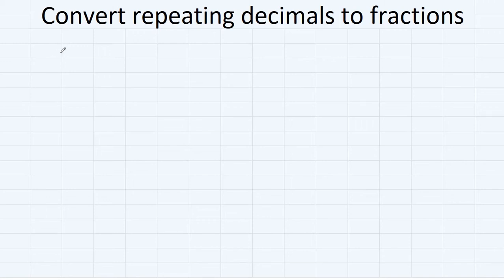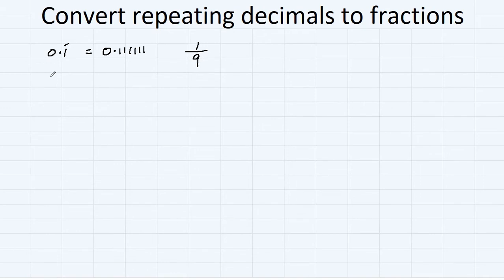Welcome back. This is a video on how to convert repeating decimals into fractions. Let's say we have 0.1 repeating. This is 0.111111, etc. How do we convert that into a fraction? Well, it's actually pretty easy. All we do is we take the recurring part, which is the 1, and we divide it by 9. And that's it, that's the answer.